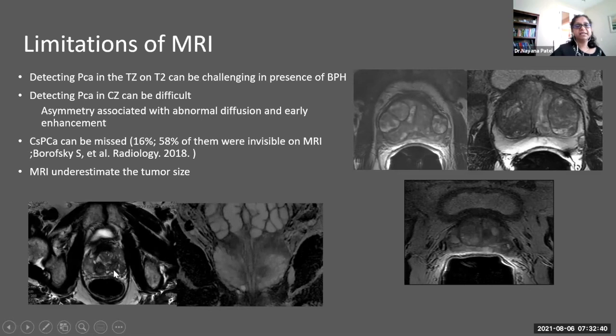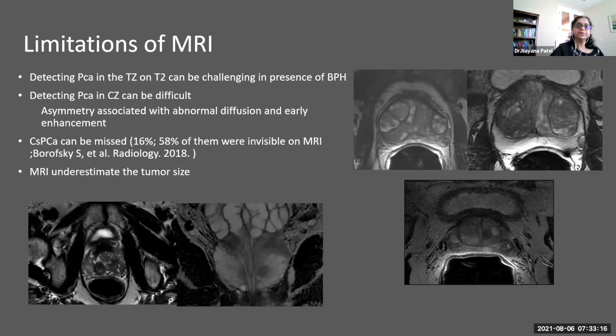Detecting prostate cancer in the central zone can be difficult, because the central zone normally has low signal intensity on T2. So the only clue you may have is just the asymmetry in the size of the central gland associated with abnormal diffusion and early enhancement. And you can see here in this case that there is asymmetrically increased size of the left-sided central zone extending more laterally, which turned out to be cancer within the central zone.